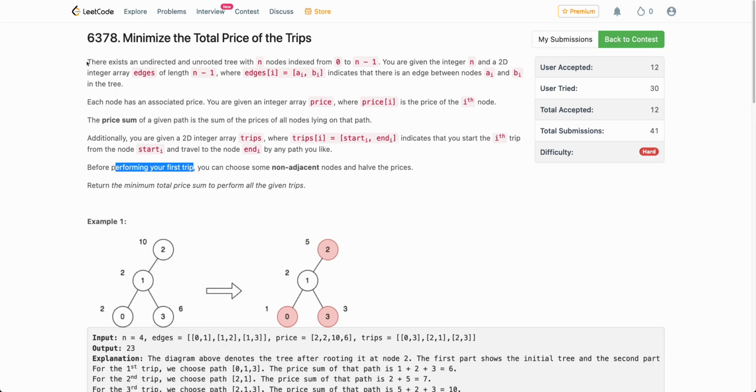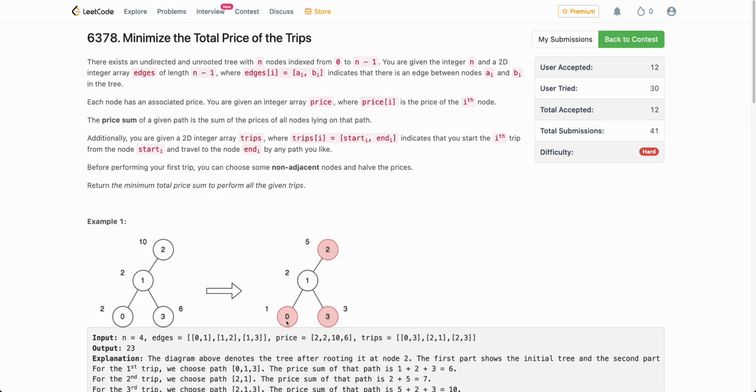The problem states that you are given an undirected, unrooted tree with n nodes, and you are given all the edges of the tree. Each node of the tree has an associated price, and you are given the price array which denotes the price of the ith node. The price sum of a given path is the sum of prices of all the nodes lying in that path.